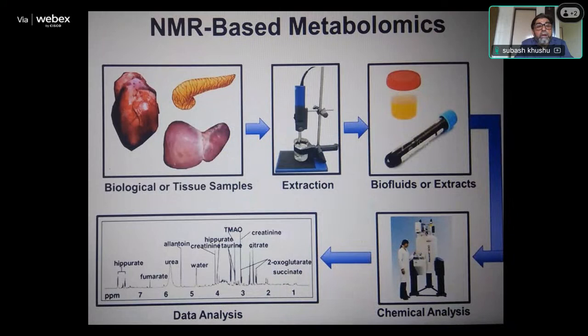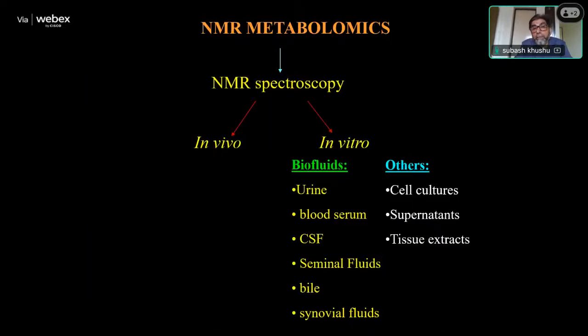So in NMR-based metabolomics, you can have biological tissue samples, then you extract them, the tissue extracts or the body fluids, and then do a chemical analysis, and you get peaks, and then you can label these peaks depending on their chemical shifts. You all know that every chemical has a very distinct chemical shift. Depending on that, you can label all the peaks which you see in the spectra. So when you talk about NMR metabolomics, for body fluids, you can use urine, blood serum, CSF, seminal fluids, bile, synovial fluids, which are in the joints, and then you can also do cell cultures and tissue extracts.